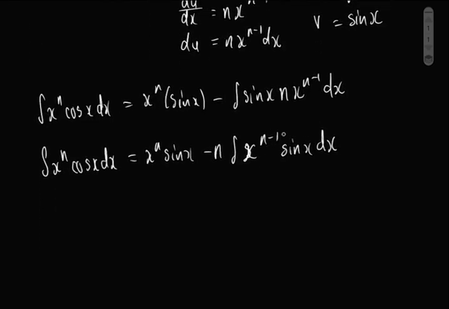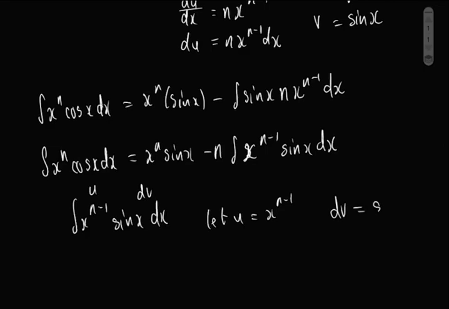And here, are we done? No, we do integration by parts again for this one, so we can isolate it and work with it. The integral of x^(n-1) sin x with respect to x. You say this would be your u, and this whole thing would be your dv. So let u be equal to x^(n-1), and let dv be equal to sin x dx. That means v would be equal to the integral of sin x dx.